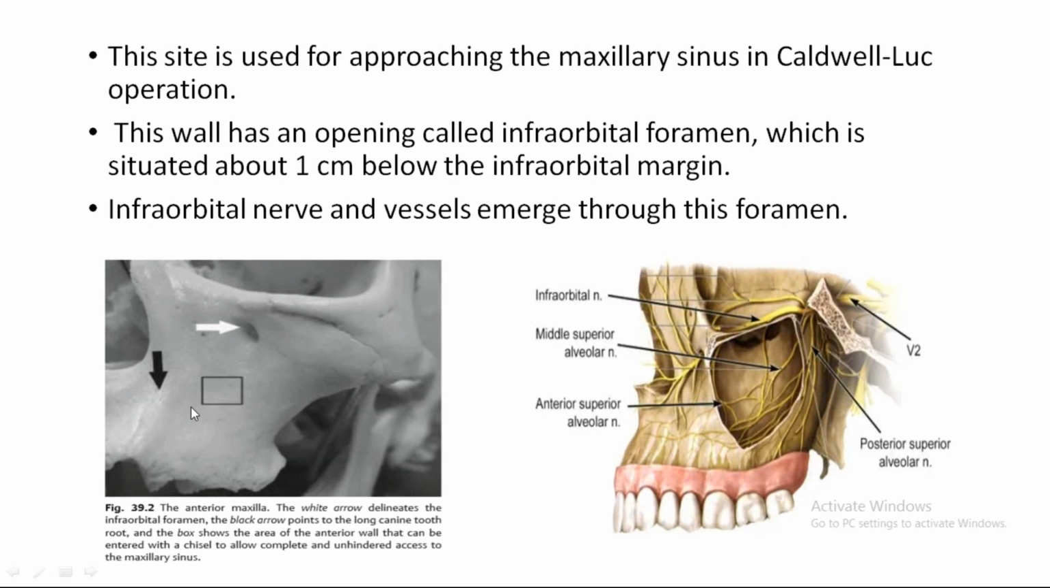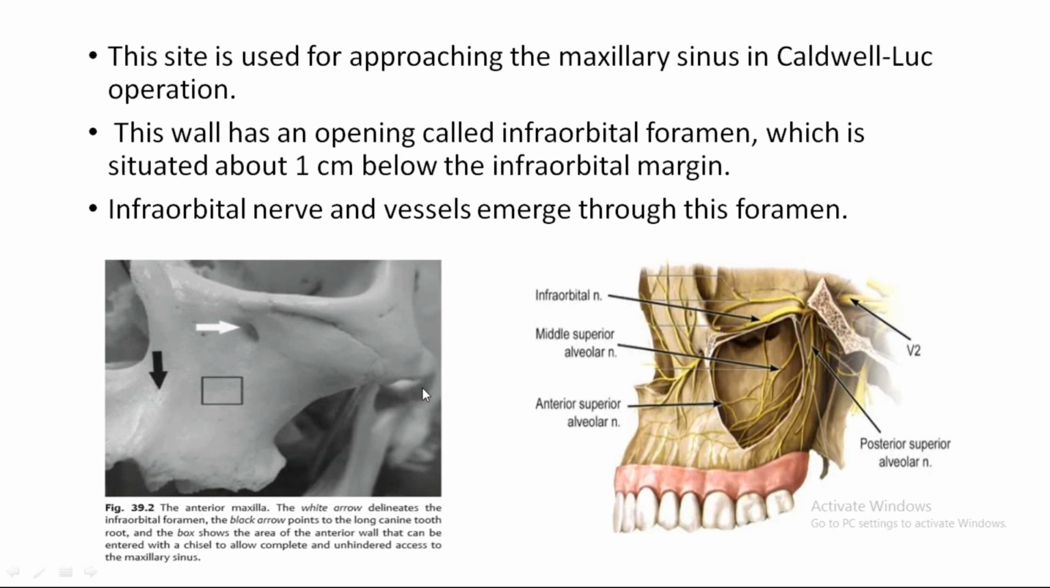So why canine fossa? Because this is thin over here, so that with little effort you can drill out, or you can even gouge out this area and enter into the maxillary sinus. This wall has an opening called the infraorbital foramen, which is about 1 centimeter below the infraorbital margin. This is the infraorbital margin, 1 centimeter below that.